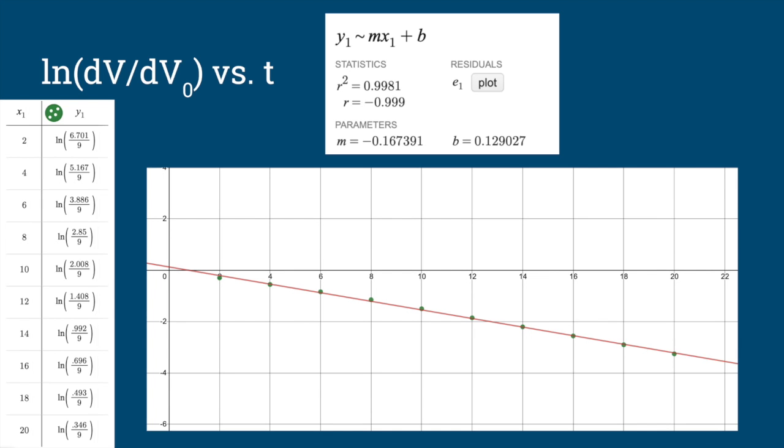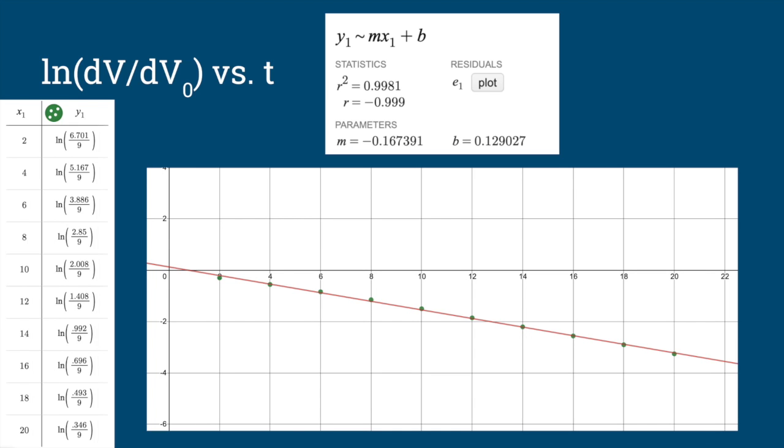So the graph of ln(dV/dV0) versus time. This was the best way to analyze the situation because it gives us a linear plot in which we can use the slope to find the RC value of the circuit. In the table to the left, you'll see that the numerator of all those expressions is the incremental voltage that I found when measuring, and the denominator is 9, which was the initial voltage of the capacitor when it was fully charged.